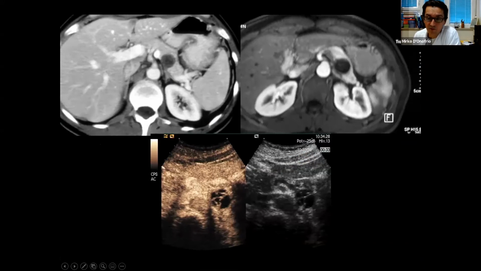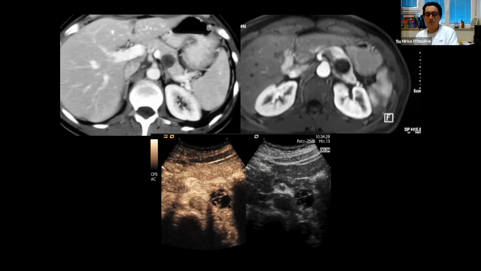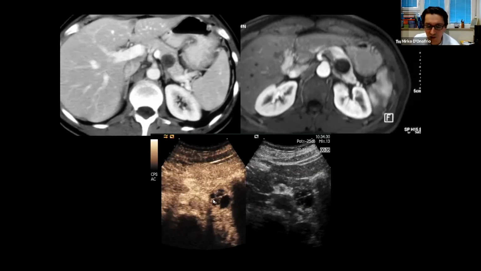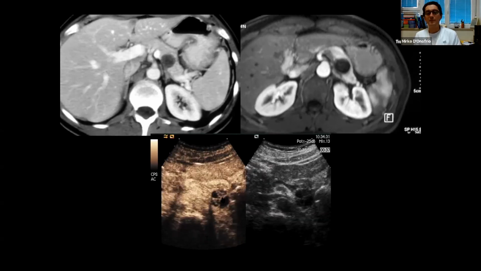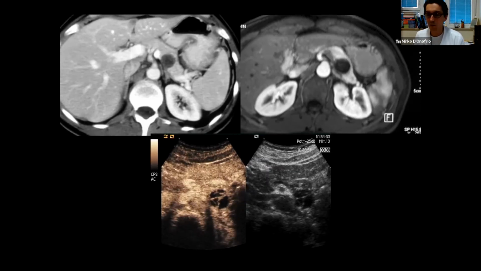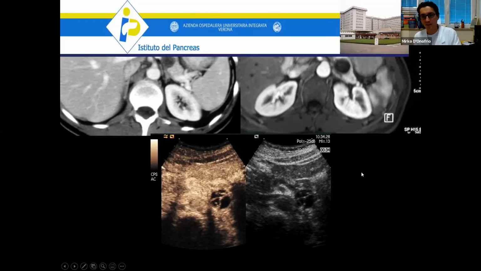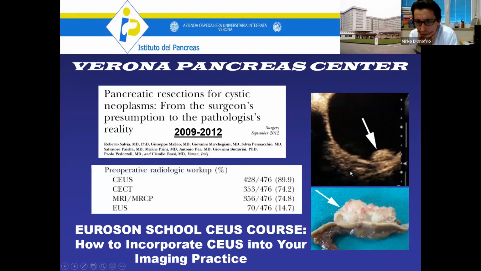Sometimes better results than CT-MR, yes. This is an example in the body of the pancreas, another lesion, with CT and MR, and a completely better evaluation of the inclusion and vascularization of septa in this, once again, mucinous cystadenoma in the body of the pancreas.